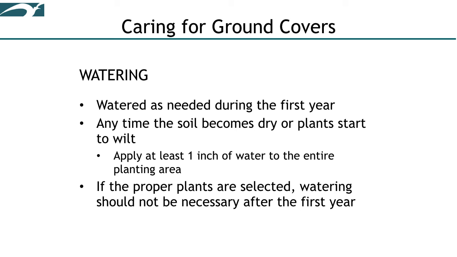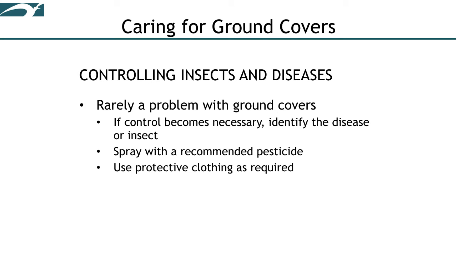Watering. Water as needed during the first year. Anytime the soil becomes dry or the plant starts to wilt, apply at least 1 inch of water to the entire planting area. If the proper plants are selected, watering should not be necessary after the first year. They do take good care of themselves.